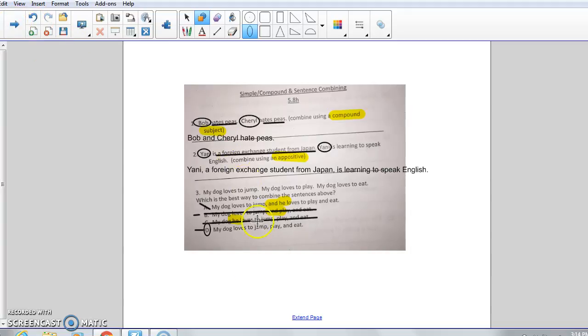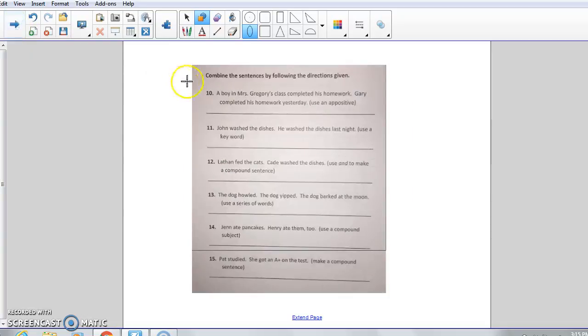Always make sure if you have choices that you read them all, because some of these would have worked. I mean, this would have worked up here, but it's not the best way to combine them. It's too wordy. All right, on the back. Again, paying close attention to your directions.